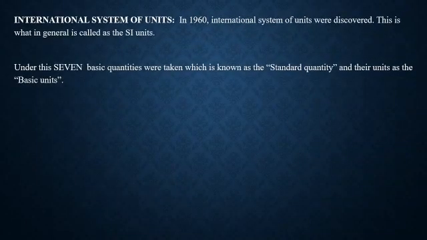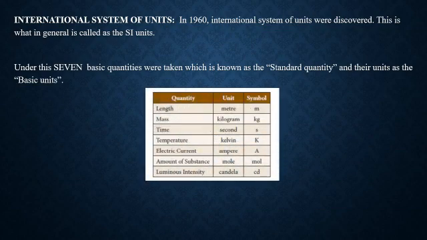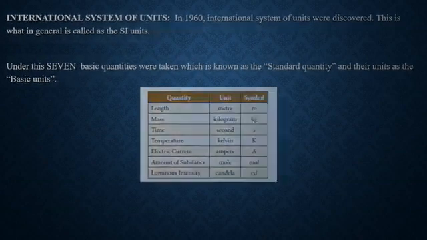But later in 1960, International System of Units was introduced, which is commonly known as the SI unit. Under this SI unit, you have 7 basic quantities which are known as the standard quantity and their units known as the basic units. So what are these 7 quantities? Here you have the 7 quantities. Under this, length, mass and time are something which we have already learnt. Now let us explore the new terms. Let's see them one by one.